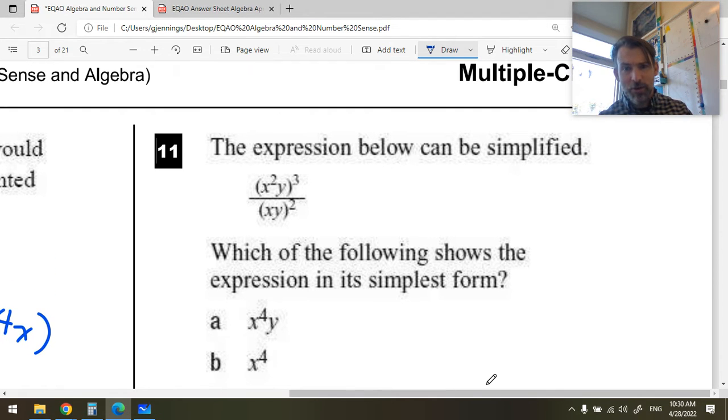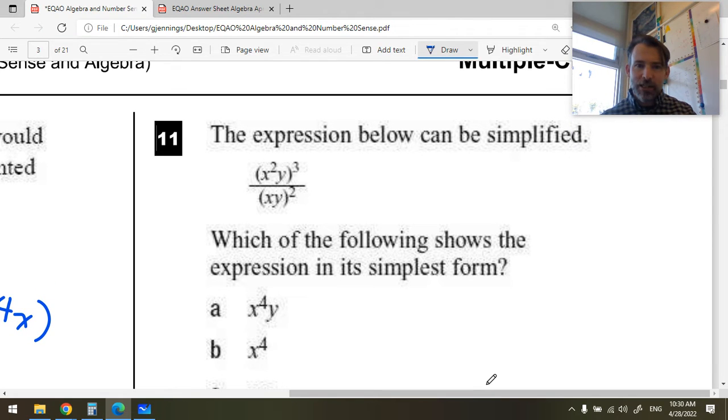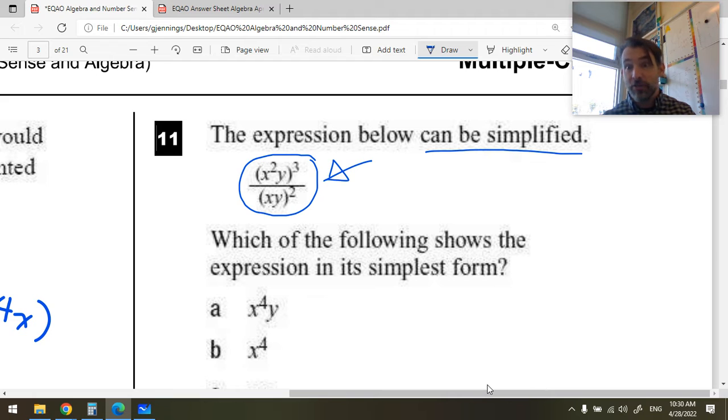I know you've all been waiting for question number 11 on the EQAO practice booklet. It says the expression below, this is an expression, and is it ever, can be simplified. Well, I hope so, because it looks like the stuff of math nightmares. So let's make it a little bit dreamier, shall we? This question asks us to apply our exponent rules, our exponent laws, to simplify this problem.